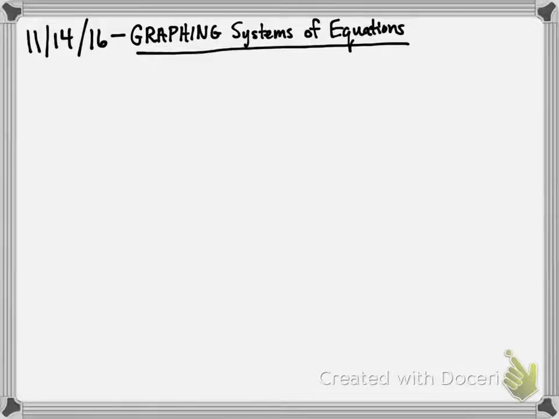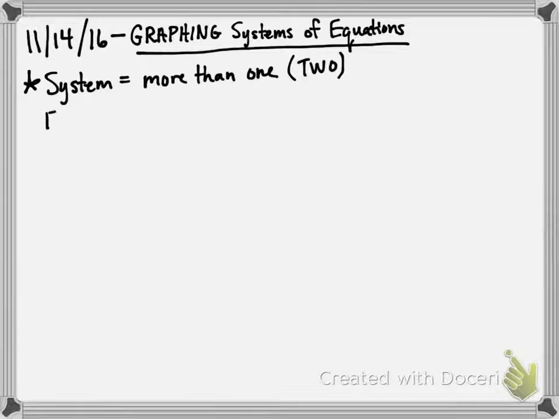Okay, guys, November 14th, graphing systems of equations. So we've had lessons on graphing one equation or one inequality at a time, and now we're going to go to graphing more than one equation. So we're back to equations, so we don't have to shade anything right now. But for your information, a system means more than one in math, so we're going with the easiest more than one, 2.